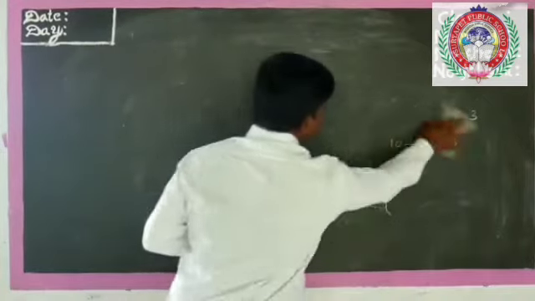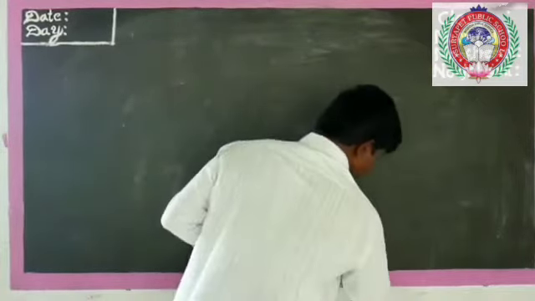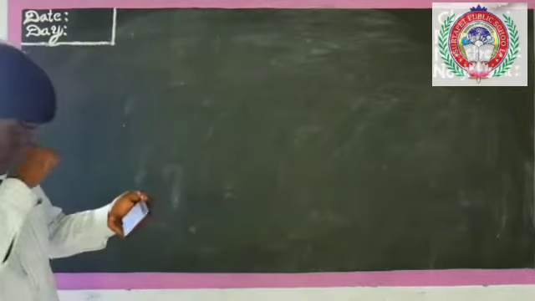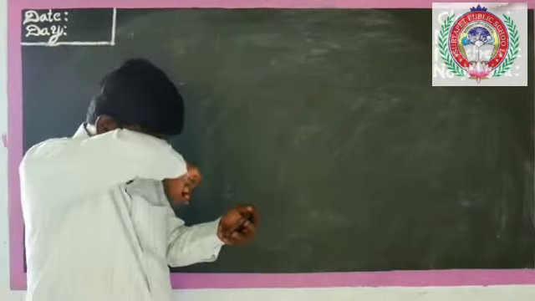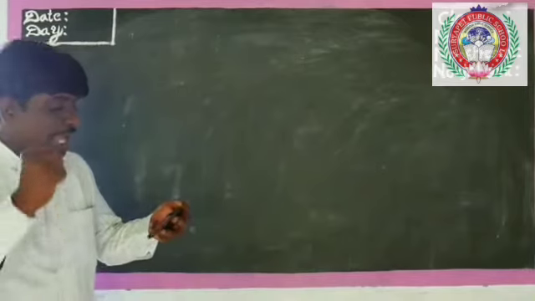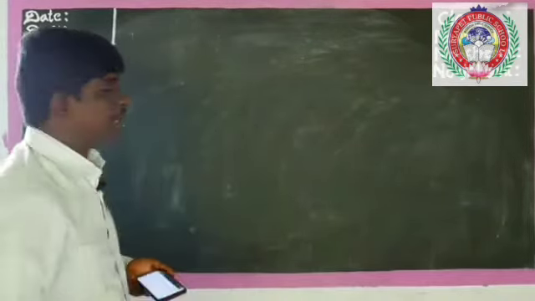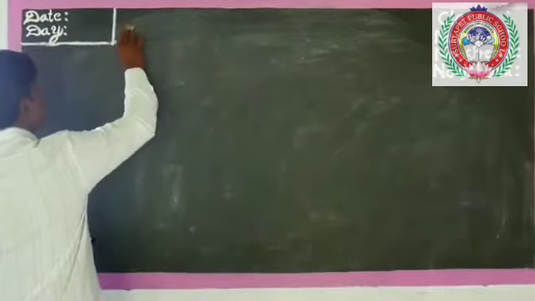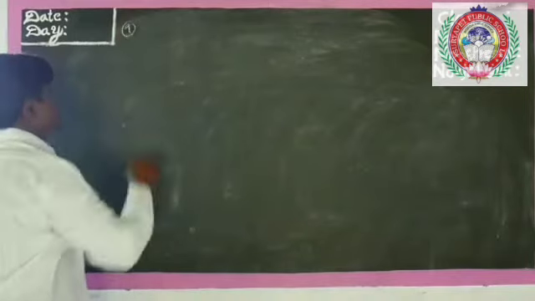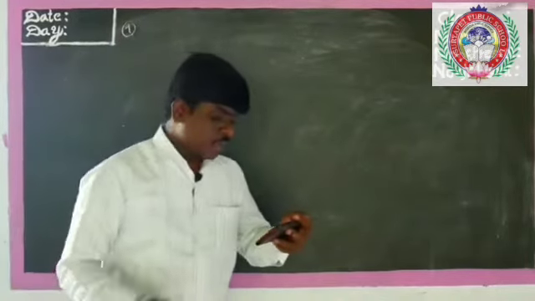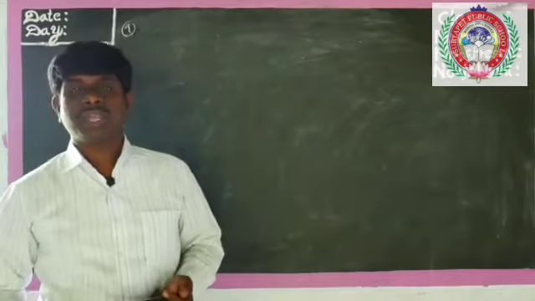Problem number 9, exercise 1. What number should be added to minus 5 by 8 so as to get minus 3 by 2? What does the ninth one mean? What number should be added to minus 5 by 8?